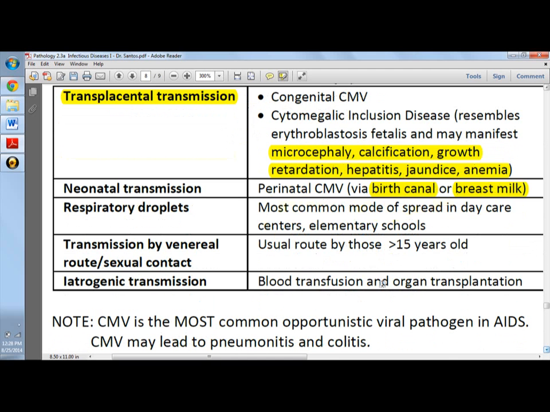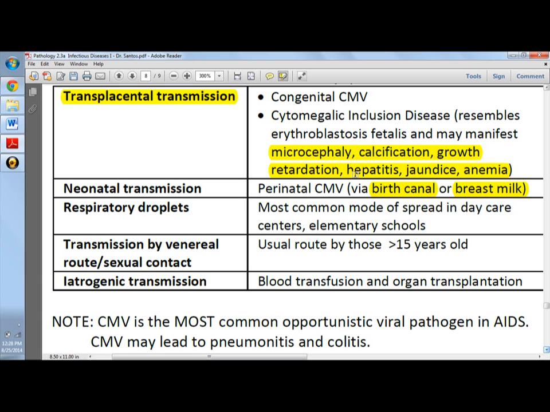While for the respiratory droplets, it's a common mode of transmission wherein the virus is transmitted most commonly in daycare centers where children would want to put anything in their mouth and then touch anything with their hands. So that's how the virus is spread.